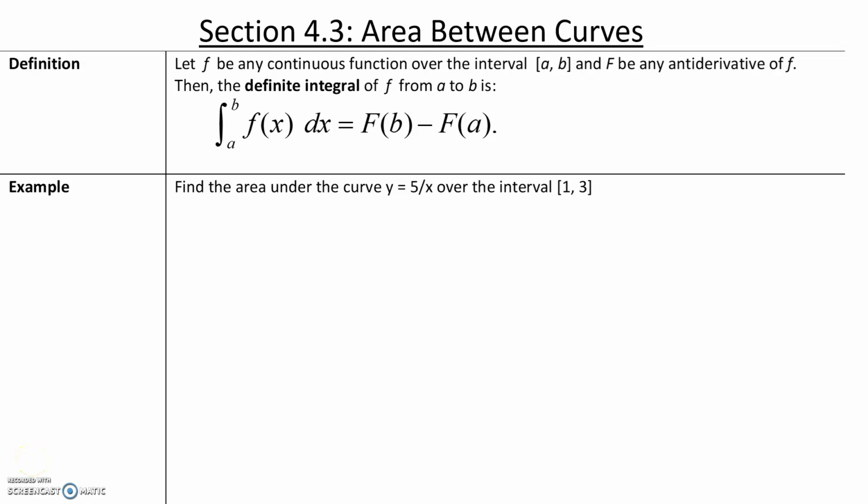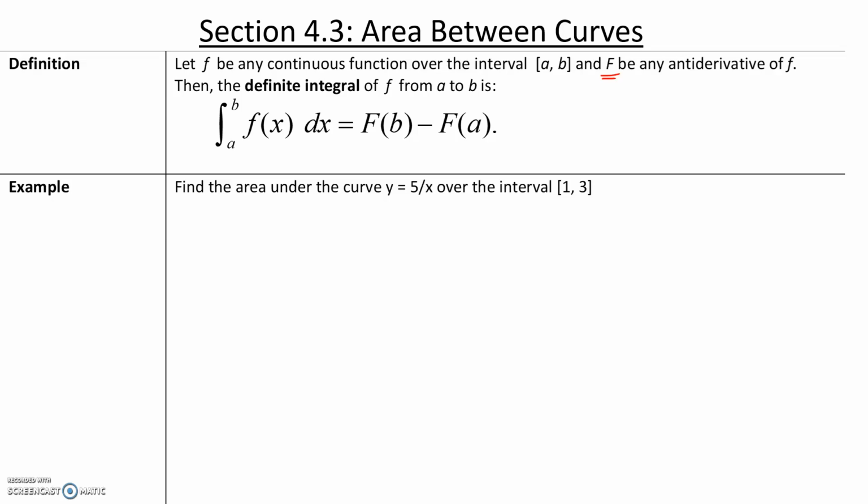In this section, we will talk about the area between curves. So first, a quick reminder that if we take the integral or the antiderivative of f of x from x equals a to x equals b, then that equals big F of b minus big F of a, where the big F is the antiderivative of the function f of x.